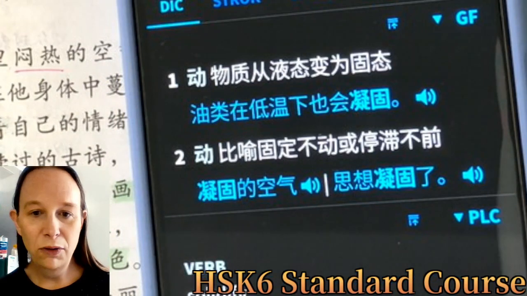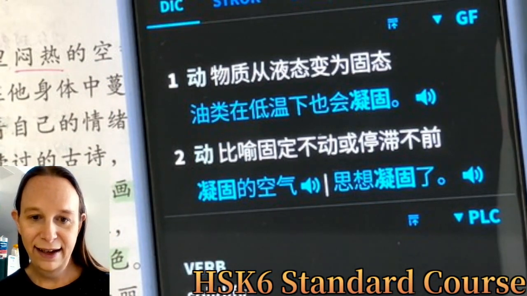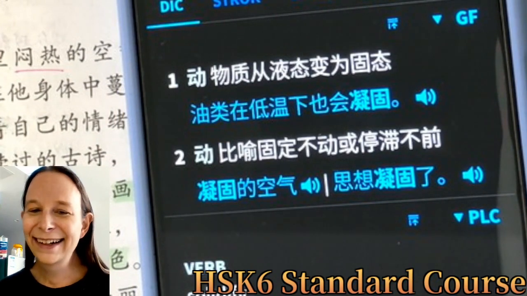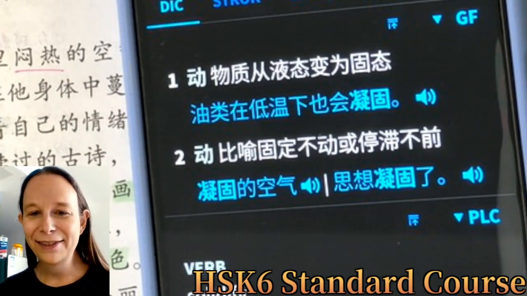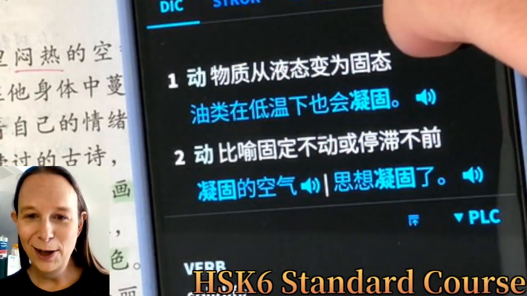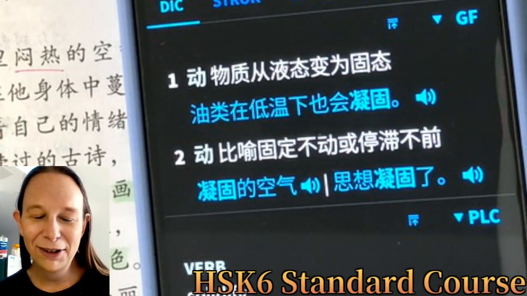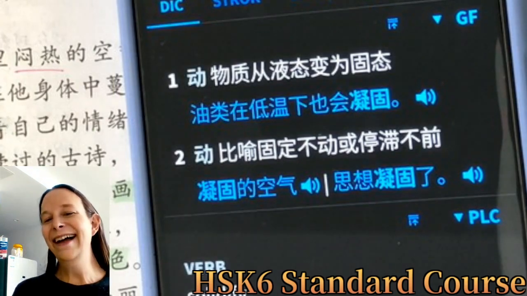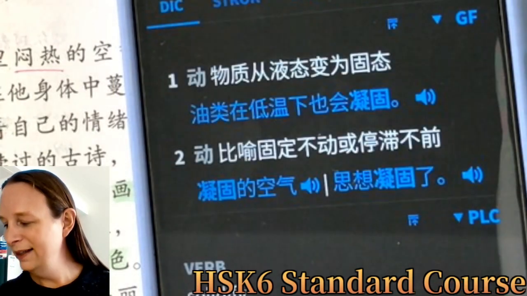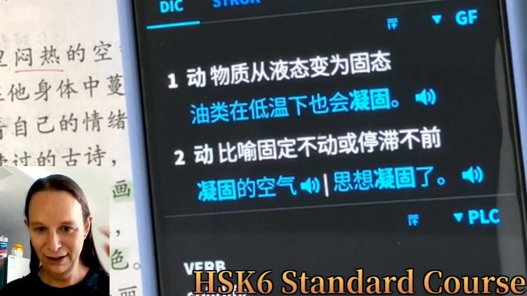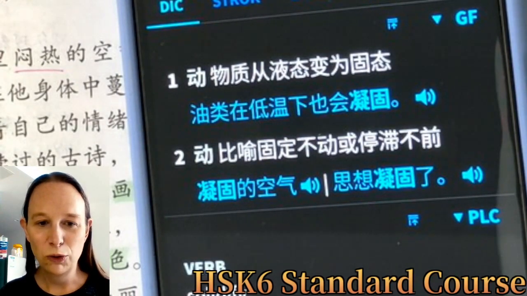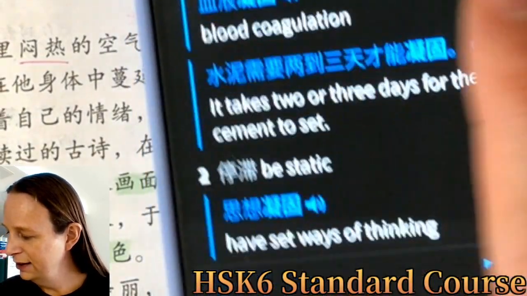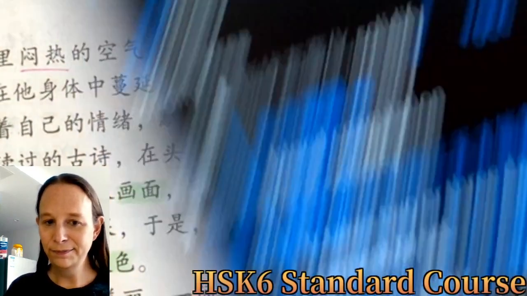So 凝固的空气. It's interesting because 凝固 is from liquid to solid, and here we go 凝固的空气, a gas. Okay, 思想凝固了. This means it's like, what's the word? Maybe it's like 巩固, almost like 巩固, solid, set ways of thinking.